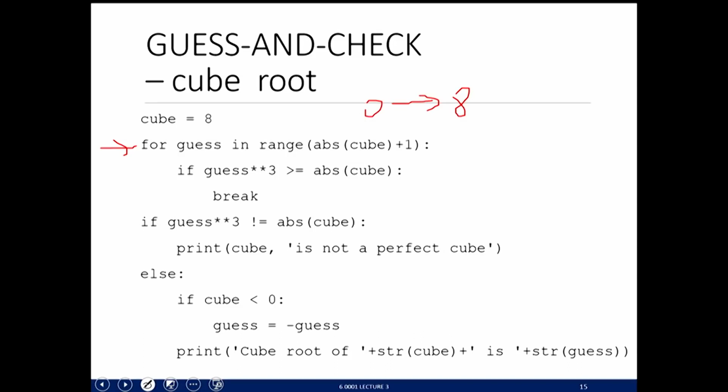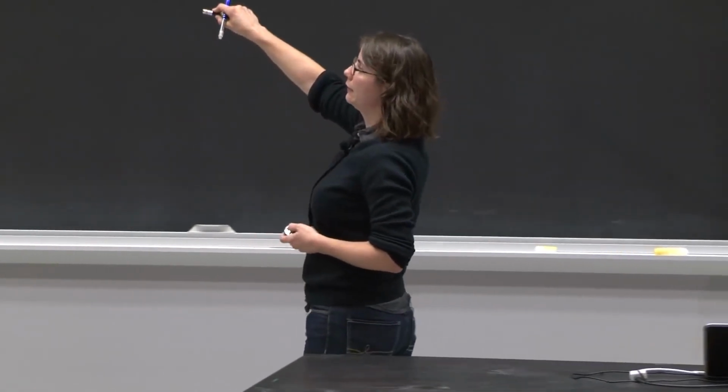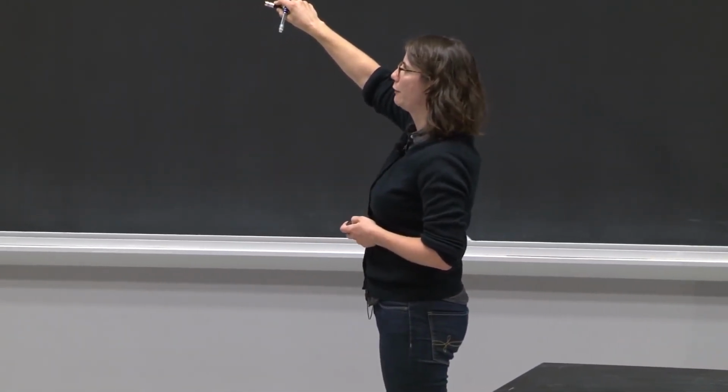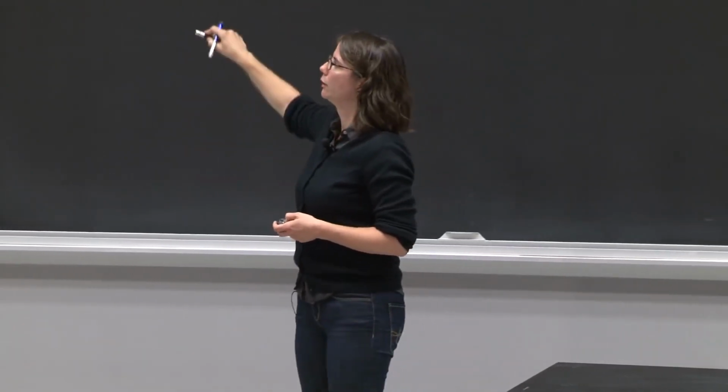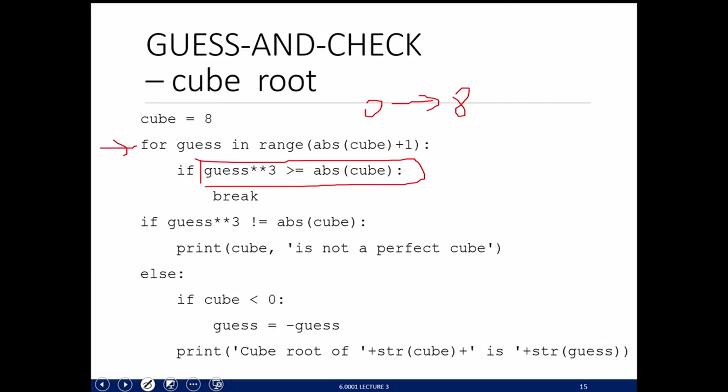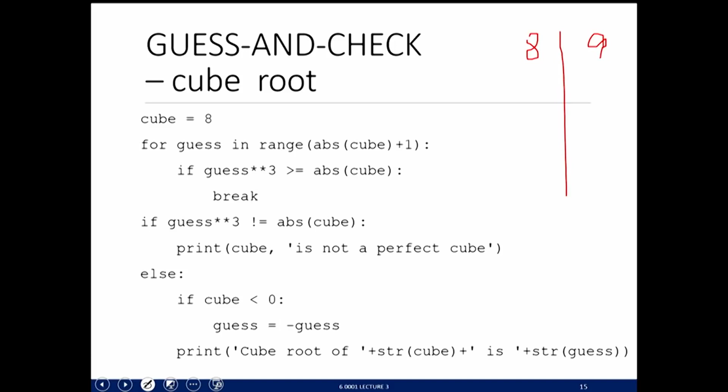First thing we're doing is this check here. Instead of guessing whether the guess to the power of 3 is equal to the cube, we're going to check if it's greater or equal to. And we're going to do that for the following reason. So if we're trying to find the cube root of 8, for example, versus the cube root of 9, this is 8 and this is 9.